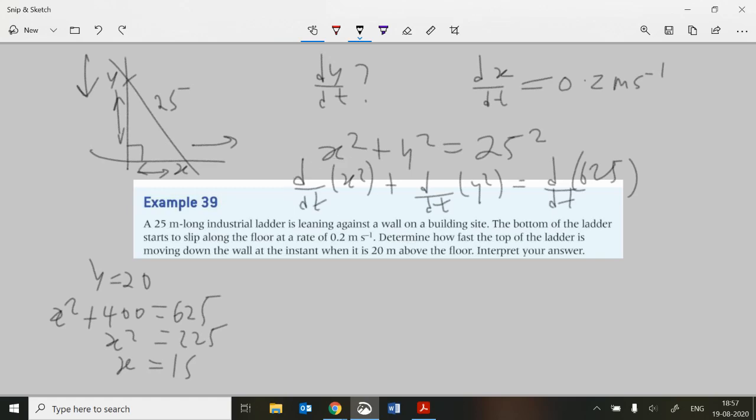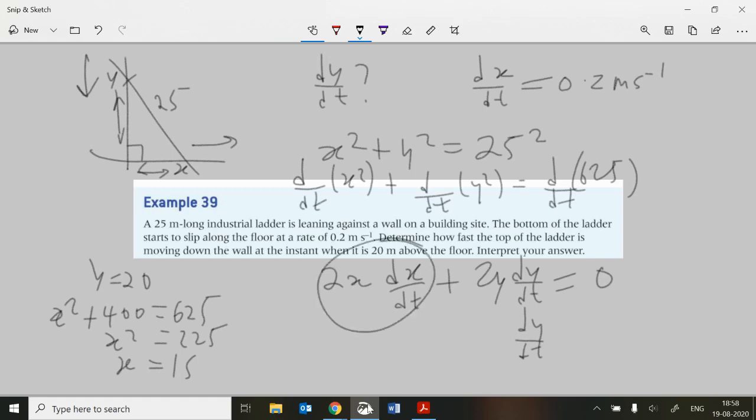So when I differentiate this, I'm going to get 2x, and hopefully you're getting the idea now. We're going to put dx/dt on the end. Differentiate this in the same way. I'm going to get 2y dy/dt, and then the derivative of a constant is 0. Now we don't really need to rearrange this. Although we're looking for dy/dt, you could rearrange this, take this from this side and divide by 2y. But frankly, you don't really need to do that because now we've got enough information to substitute into this equation.